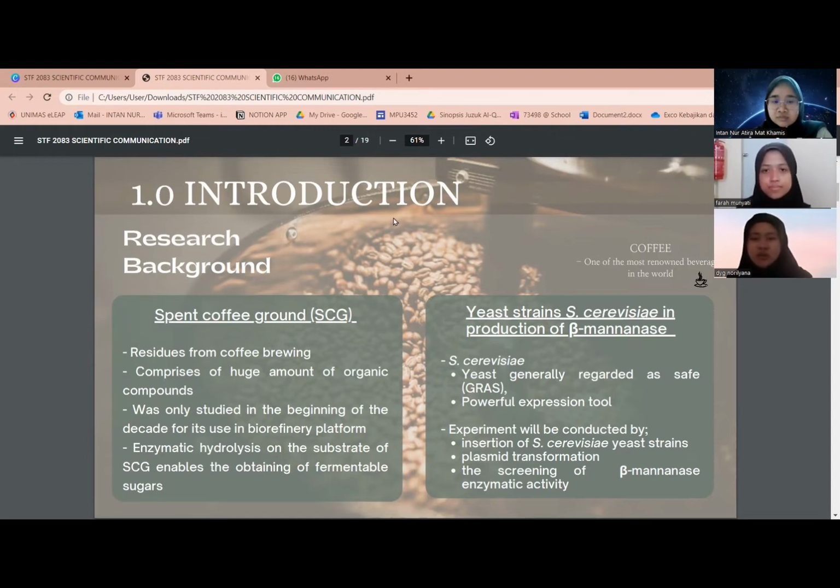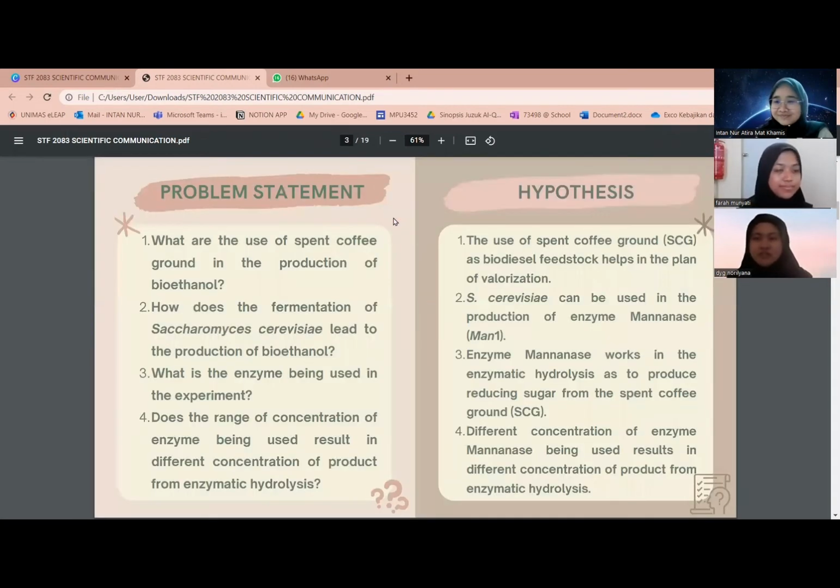Hence, for this research, we will be conducting the insertion of S. cerevisiae yeast strands, plasmid transformation, and the screening of beta-manganese enzymatic activities. Next, I will pass to Intan.